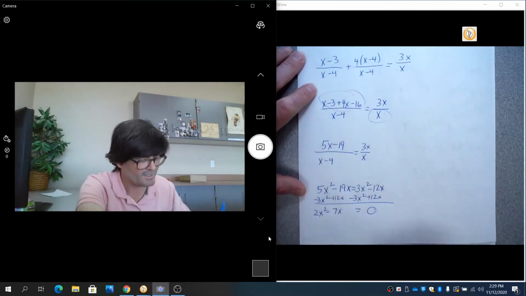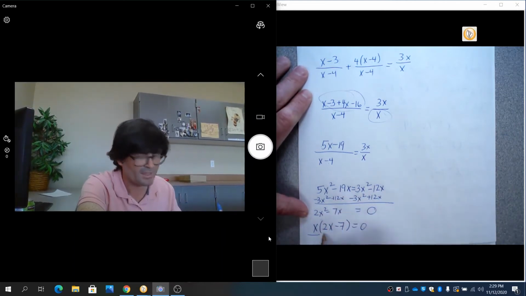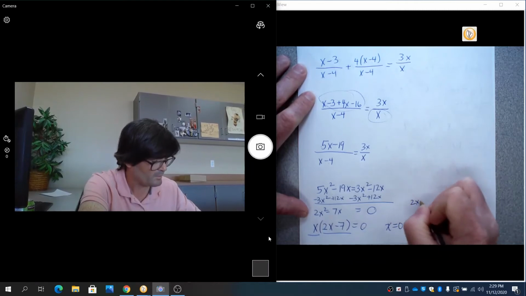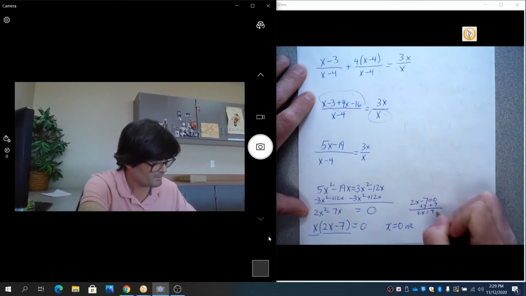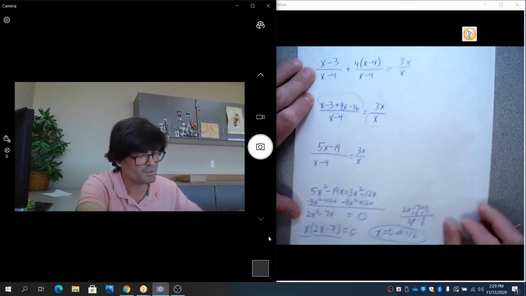You can factor an x out of that. So left over is 2x minus 7. And I need to know when that and that equals 0. So obviously, x can equal 0, or, by the way, when does 2x minus 7 equal 0? Add 7. 2x equals 7. Divide by 2. X equals 0 or 7 over 2.